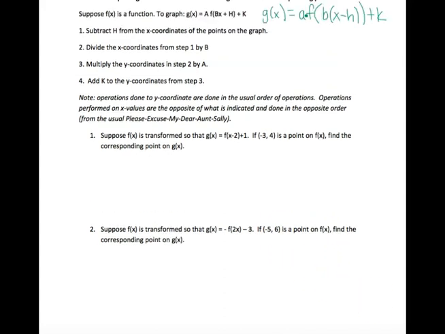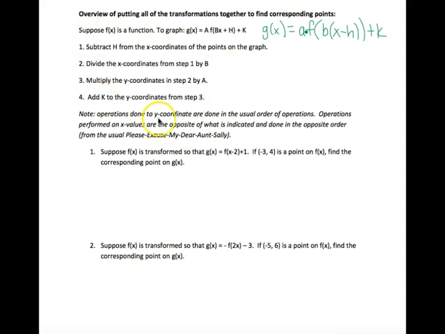So if you know this, which obviously you'll have to make sure you do know this order, it tells us to start with an h. Well, h would be on the inside of the parentheses and it would be added or subtracted. But there isn't anything here. So that means I get to skip step 1. So step 2, divide the x coordinates by whatever b is. b is a multiplied number on the inside of the parentheses. In this case, 2.